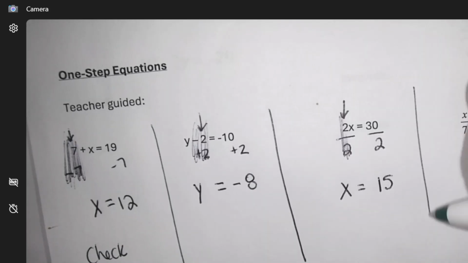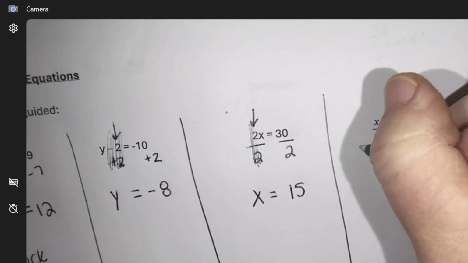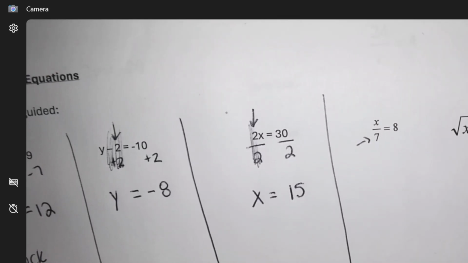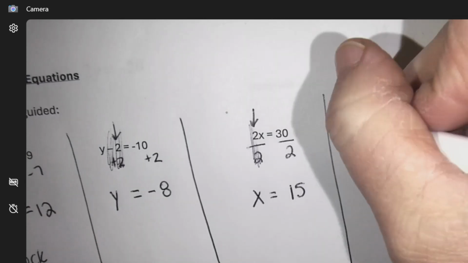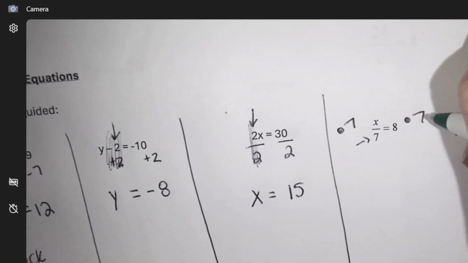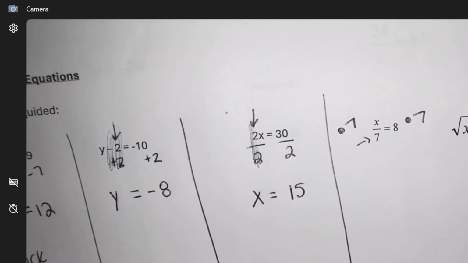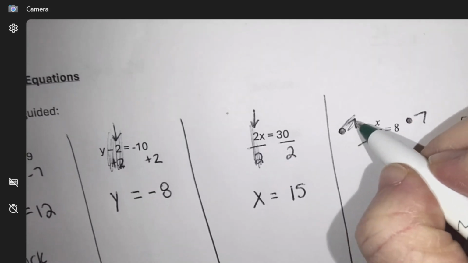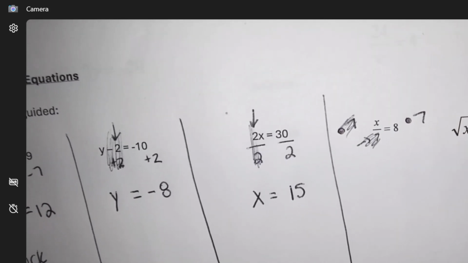Okay, number 4. I would like to attack that. I need it gone. So it's divide by 7 right now. So I'm going to times by 7. So this 7 timeser and 7 divider cancel.